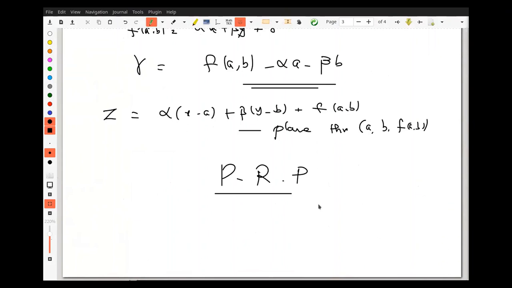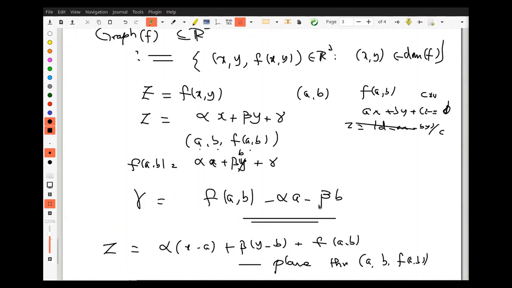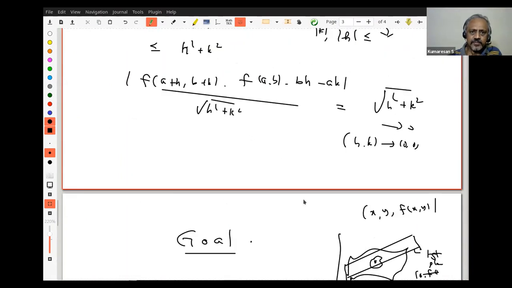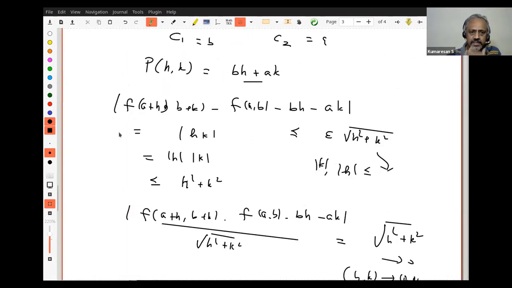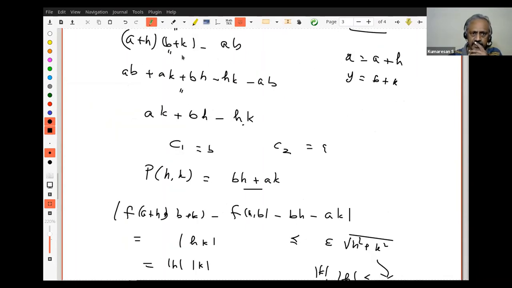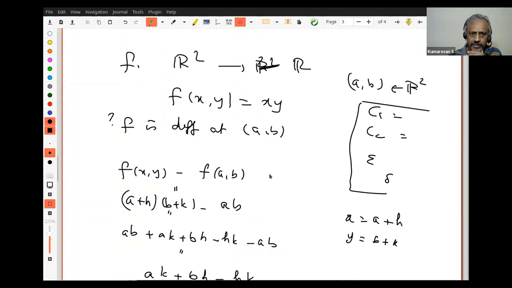Sir, can you repeat how we get hk at the last step? Yes. Look at f of (a plus h, b plus k) minus f of (a, b). This is what I'm looking at: f of (x, y) minus f of (a, b), where x is a plus h and y is b plus k. Therefore, f of (x, y) will be (a plus h) times (b plus k) minus ab.